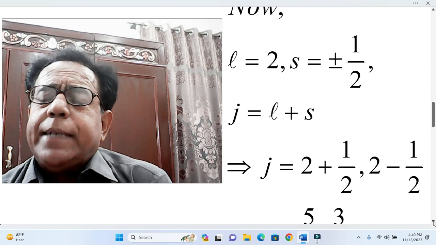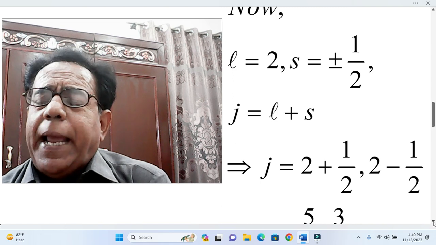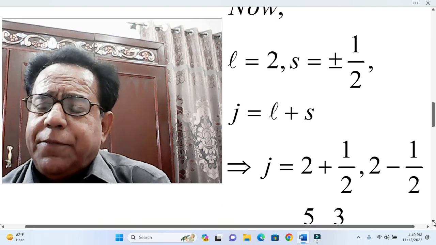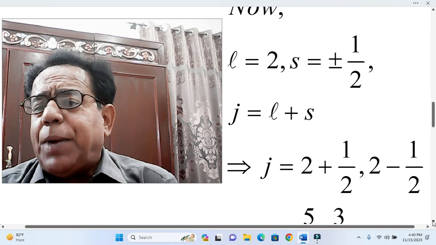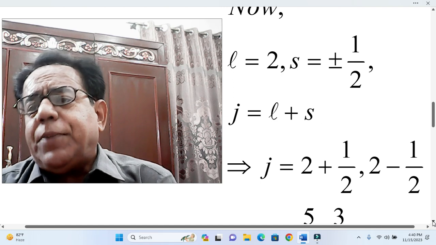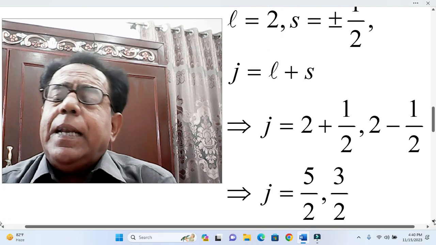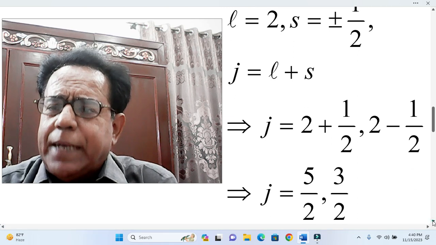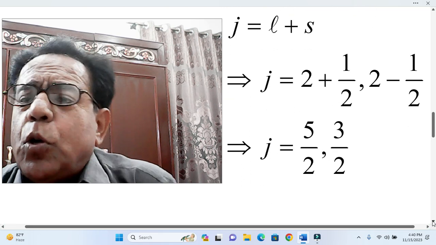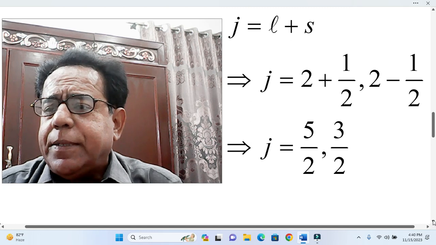And we also know that small j is equal to small l plus s. This is just a formula as explained in the snapshots which we have included in our problem. So this implies that small j becomes equal to 2 plus 1/2 and 2 minus 1/2, because one time we will take a plus value of spin, while the second time we will take a negative value of spin, minus half. So j becomes equal to 5/2 and 3/2. Two values of small j have been obtained.